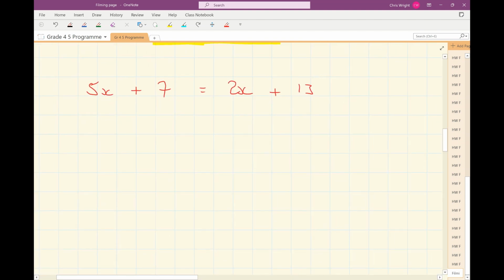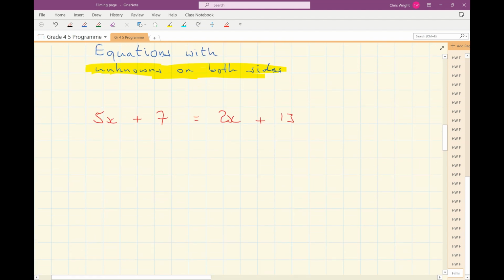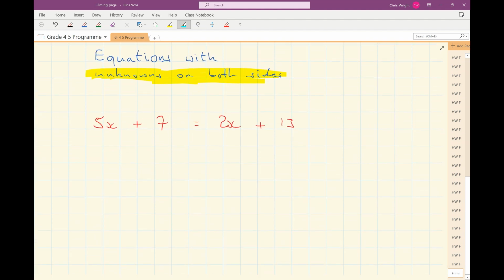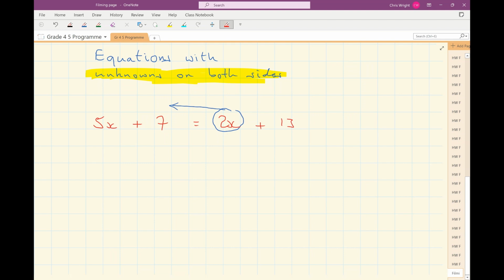See which side has the fewest x's and float and ping them to the other side. Now in this case, on the left-hand side I've got 5 x's, and on the right-hand side I've got 2 x's. So it's the right-hand side that has the fewest x's, so I'm going to float and ping them over there. Now on the right-hand side that's plus 2x, so it's going to become a minus 2x.